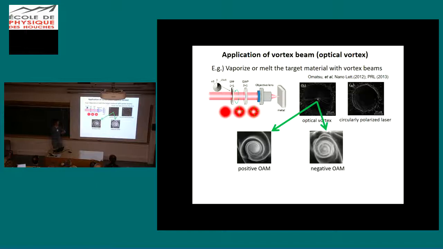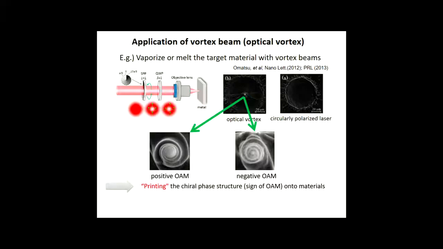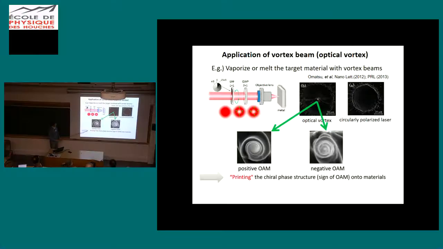Okay. And from this result, we can say one important message. This experiment succeeded in printing of the sign of the orbital angular momentum onto the material. Here, material corresponds to this metal. So here I want to propose the microscopic version of this printing, namely.